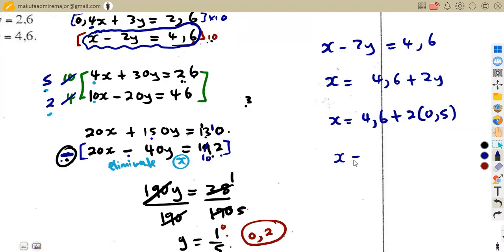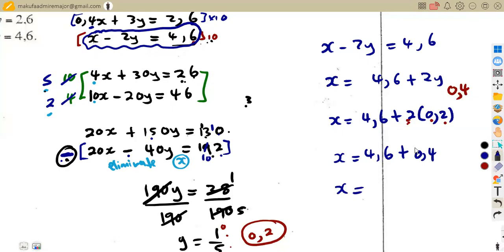So that means x is going to be what? 4,6 plus, we multiply 2 times 2, that is going to be 4. 2 times 0 here, that's a 0. How many decimal places do we have? We've got 1 decimal place, so it's going to be 0,4. So that's what you're going to have.